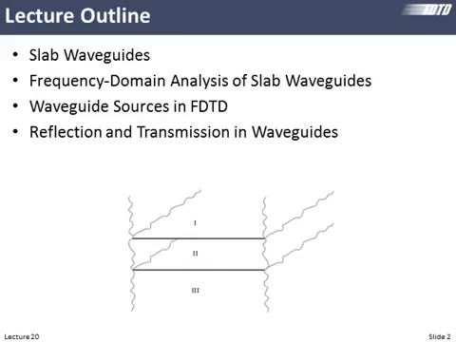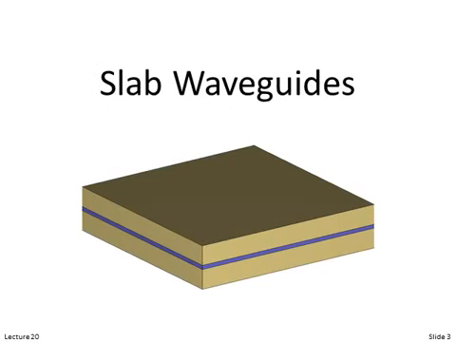And that all starts off with a frequency domain analysis to calculate the modes. We'll then use those to source the waveguides in our finite difference time domain, and it's a generalization to our total field scatter field that we've been talking about. And then ultimately, how do we calculate transmission and reflection from the waveguides and how much power is in each of the modes individually? So on to just more of a theoretical discussion of slab waveguides.